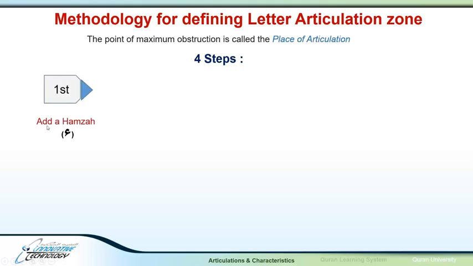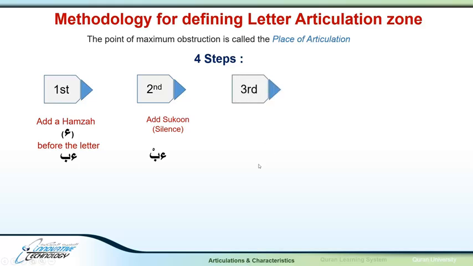First step is adding a hamza before the letter. So if the letter is a ba, we will say ab. Second, make sure that that letter is sakin. It has silence. Ab. This is the sukoon sign. And then now we pronounce it. Ab. And as we pronounce it, pronounce the combination of the hamza and the ba and the sukoon.